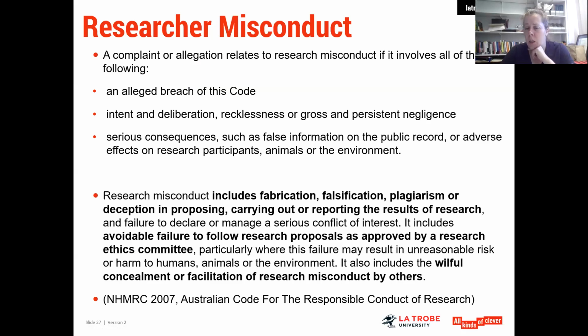Research misconduct includes things such as the fabrication, falsification, plagiarism, or deception in proposing, carrying out, or reporting the results of the research, and failure to declare or manage a serious conflict of interest. It includes avoidable failure to follow research proposals as approved by a research ethics committee, particularly where this failure may result in unreasonable risk or harm to humans, animals, or the environment. It also includes the willful concealment or facilitation of research misconduct by others.